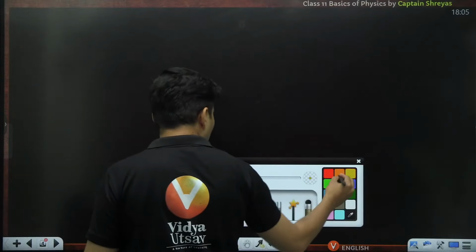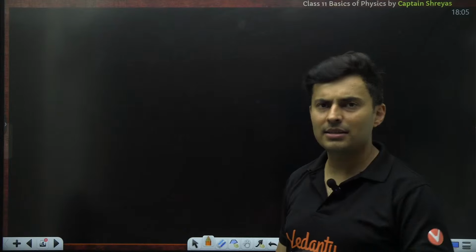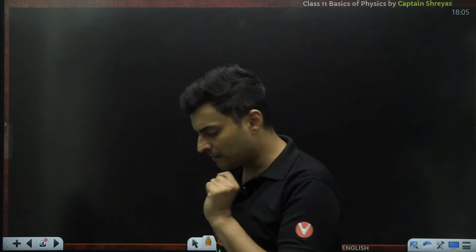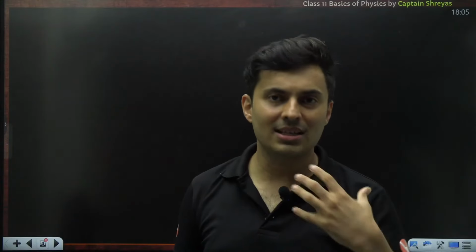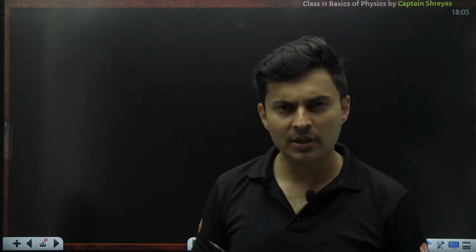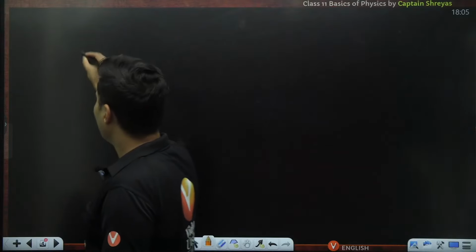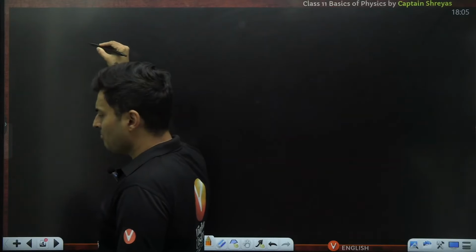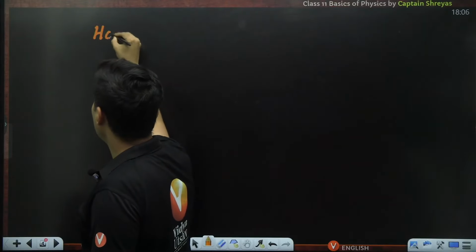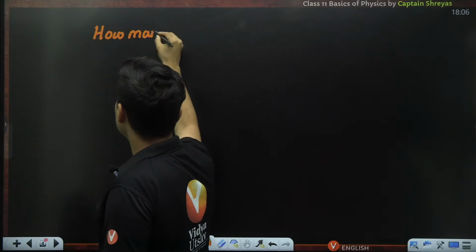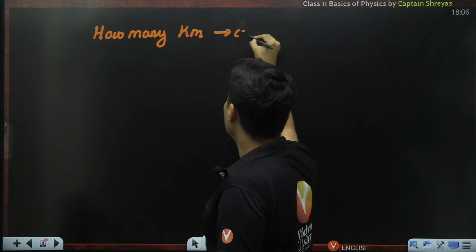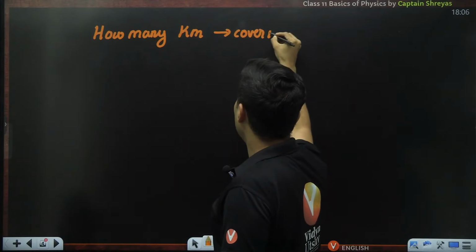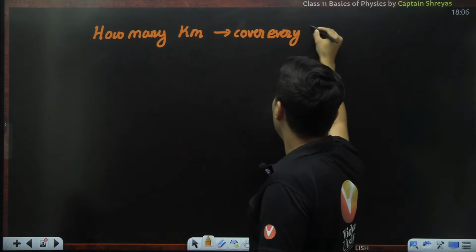Okay. So to talk about these graphs and slopes and derivatives, let's understand one thing. See, there are many things in physics which depend on something called the slope concept or derivative concept. All right. For example, when I tell you, how many kilometers do you cover every hour?